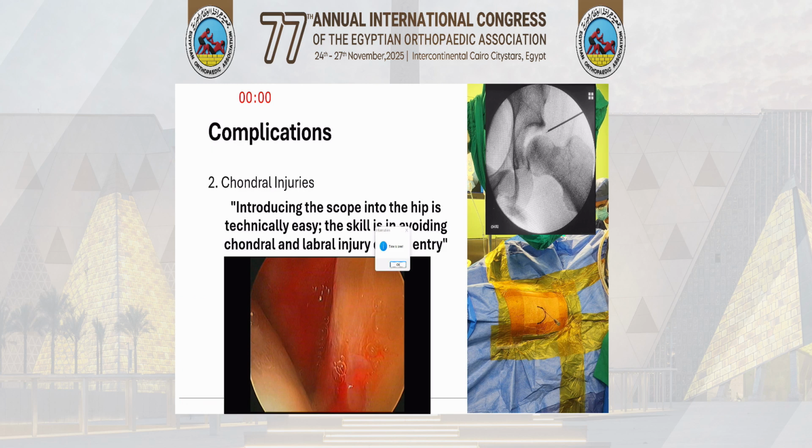Chondral injury. I always mention that introducing a scope into the hip joint is a very easy job. The technical issue is how to introduce it without injuring the cartilage, because you're introducing the hip arthroscopy instruments in a narrow corridor between the acetabular hyaline cartilage and the femoral head. So the technical skill is to introduce it without making chondral damage.